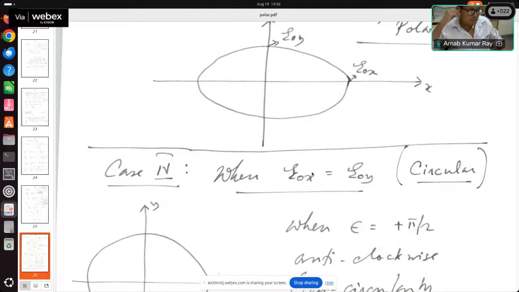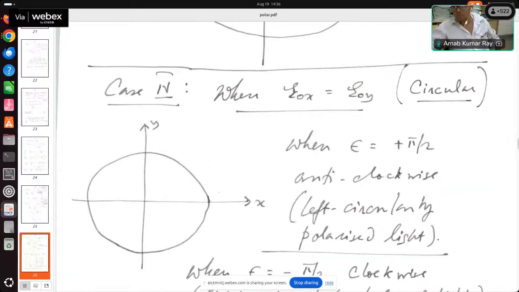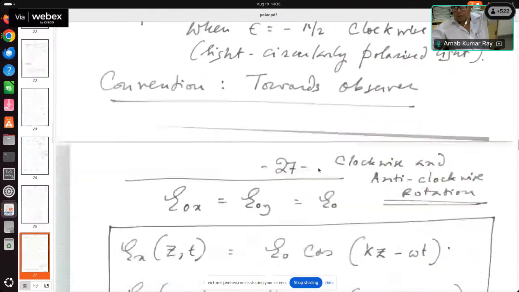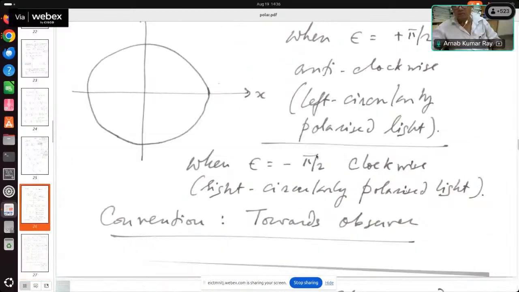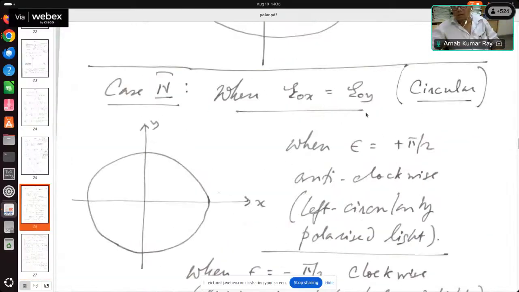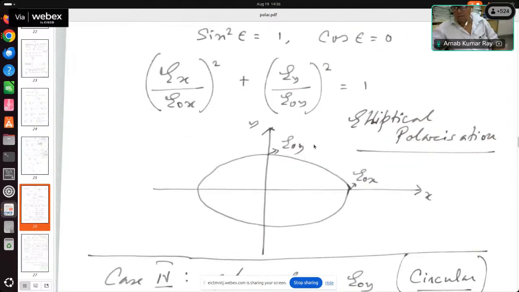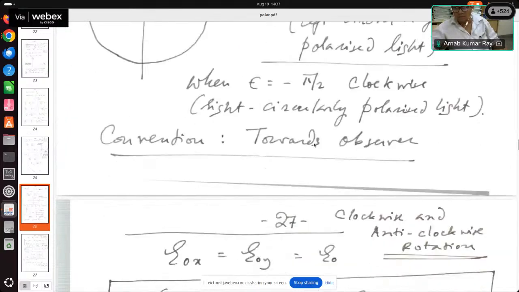The sense of direction will be important for us to refer to later when we discuss optical activity. But first, let us establish why it should be anti-clockwise for plus pi by 2 and clockwise for minus pi by 2. We shall discuss it for the simple case of circular polarization, because the sense of direction will be the same in the case of elliptical polarization also. So let us see now.